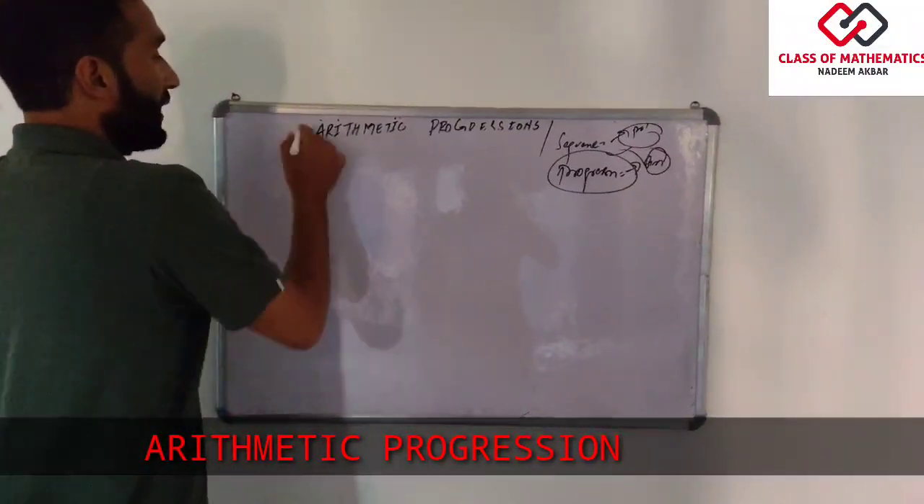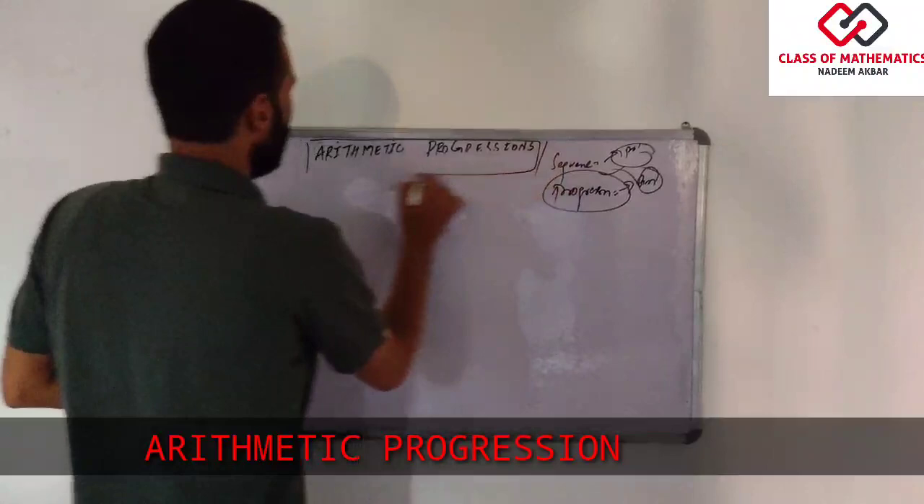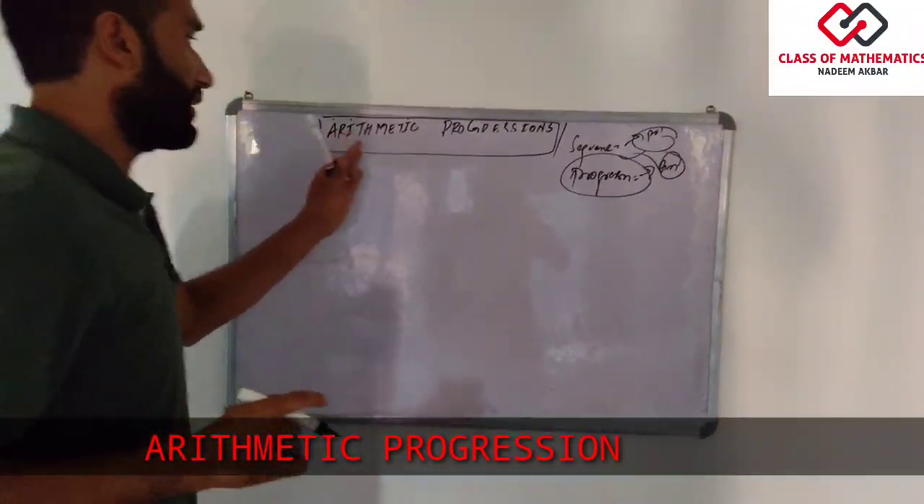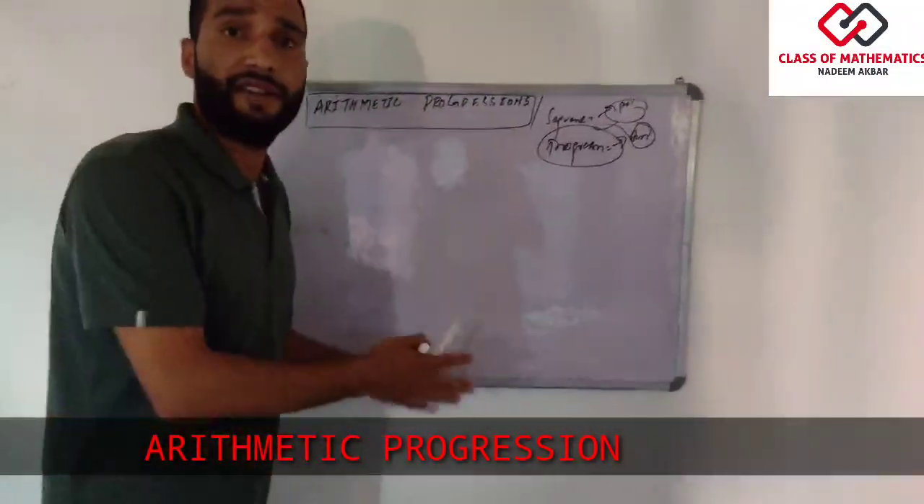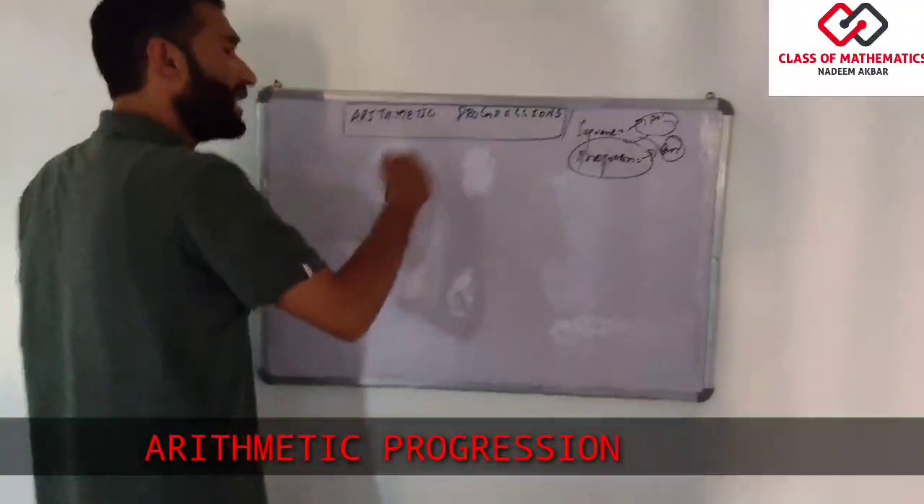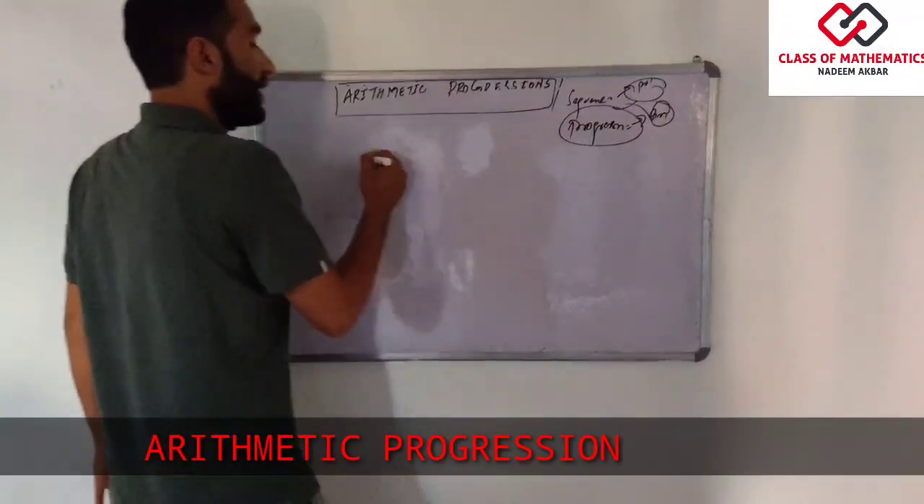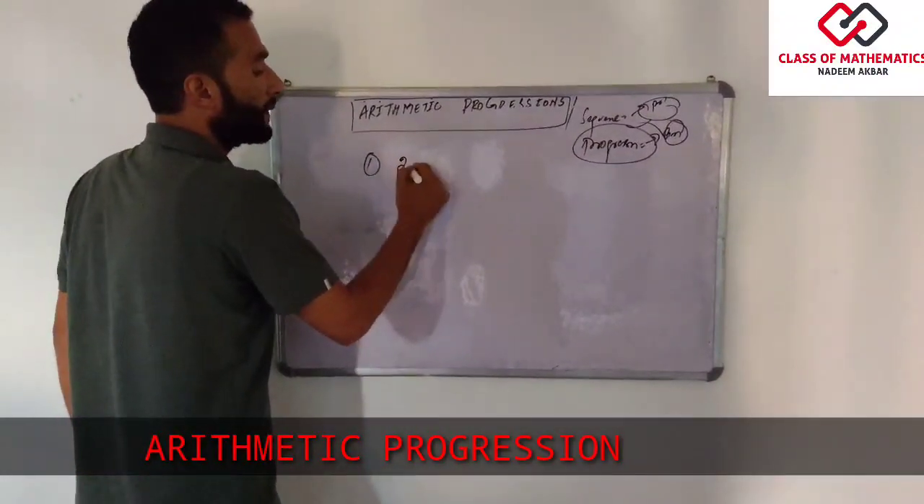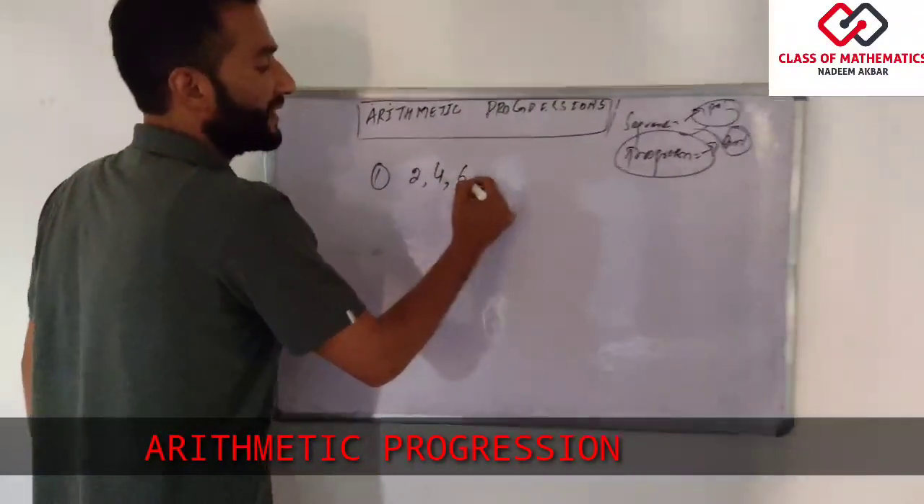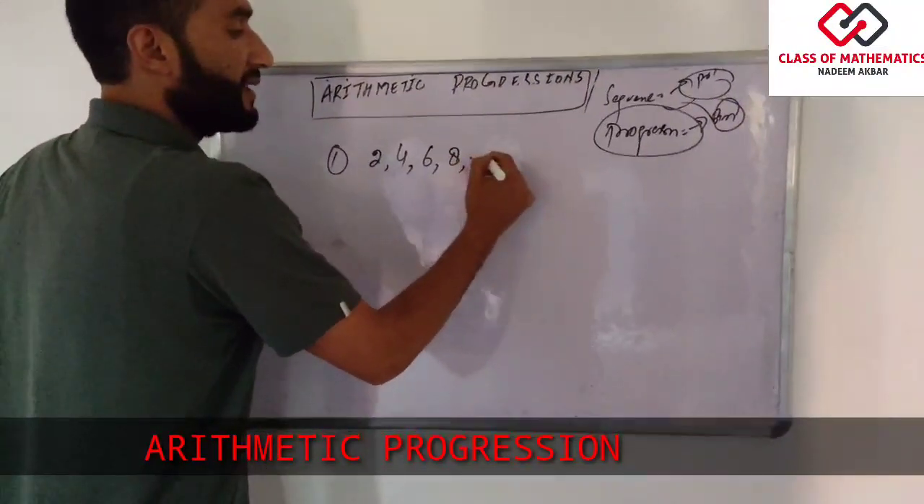Now moving to the definition of arithmetic progression. Again, I will show the definition of this arithmetic progression with the help of an example. Let me take again a simple example, जो मैंने पहली sequence के लिए थी, उसके बाद progression के लिए थी. Now, moving here, 2, 4, 6, 8, dash, dash, dash.